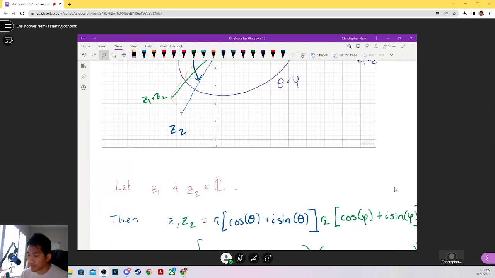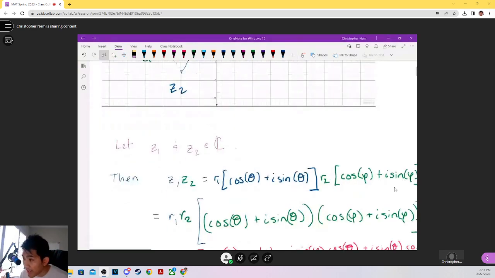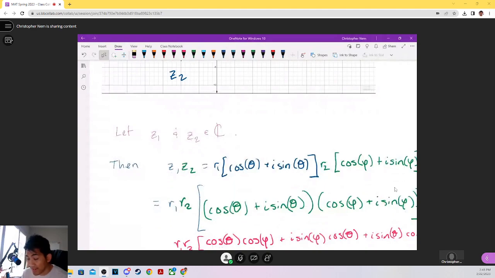We've done that already. Now, if I wanted to multiply them together, I can multiply r1 times r2 because they're going to have to multiply eventually. And then I'm just going to pull that to the left side. All I did was reorganize my multiplication. That is it. And then I have r1 r2 times cosine theta plus i sine theta times cosine phi plus i sine phi. This is already telling you to FOIL, so you should FOIL this ASAP.